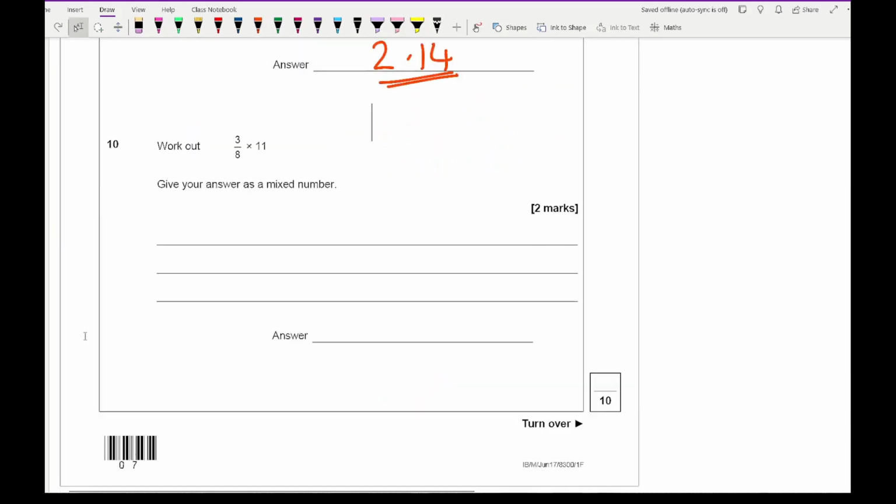Question 10, it says work out 3/8 of 11. Give your answer as a mixed number. This is going to be 33 over 8. What's that as a mixed number?